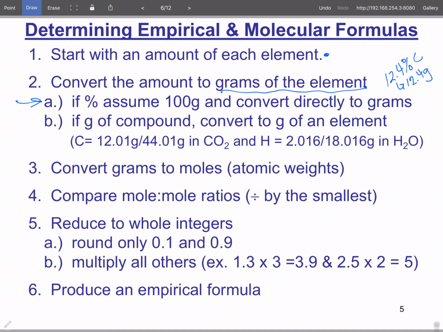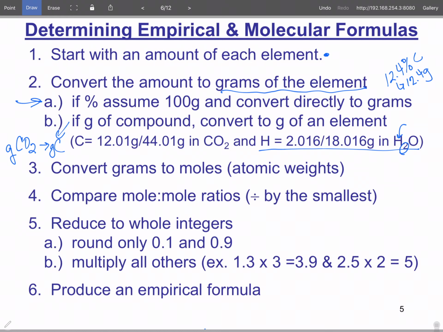If you have grams of a compound, then you're going to convert it to grams of an element. So, for example, if you do a combustion analysis and you're given CO2, then you have to figure out the grams of carbon in the CO2. And you're going to do the hydrogen in the water. Now, be careful because reading is fundamental and we all forget to read. I'm kind of the queen of that. But there's a 2 there. So in water, you have 2 hydrogens. In carbon dioxide, you only have 1 carbon.